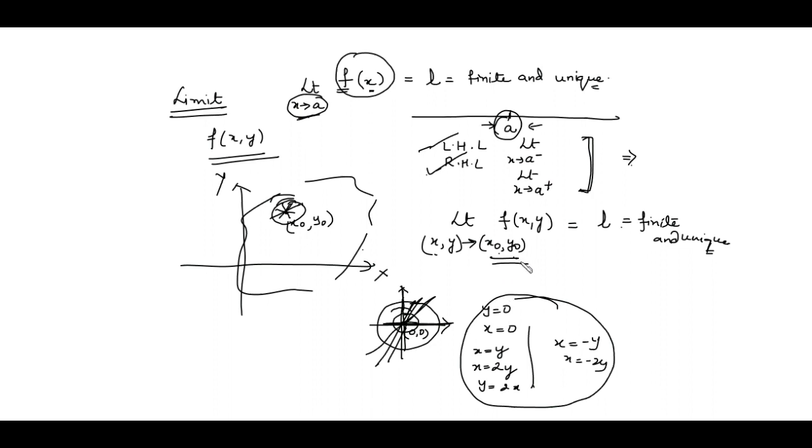In case of a rational function, we just substitute the value, we replace x with x naught and y with y naught. If we get a finite and unique value, then we will say the function has a limit at the point x naught comma y naught. All the rules related to limit function are applicable over here.